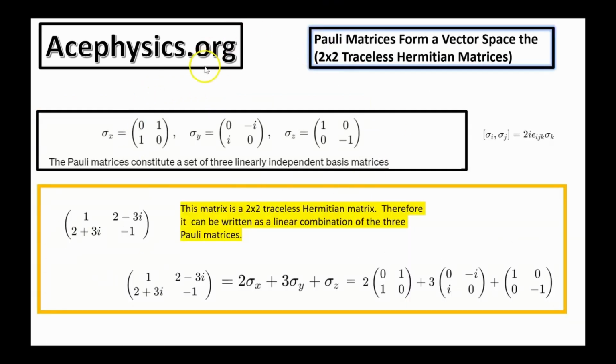These are the three Pauli matrices, and they form a vector space of 2 by 2 traceless Hermitian matrices. This vector space has a name. It's actually called a Lie algebra. Any 2 by 2 traceless Hermitian matrix can be broken up into a linear combination of the basis matrices. Here's an example of this. Here's a traceless 2 by 2 Hermitian matrix, and as you can see, this matrix can be decomposed into 2 times sigma x plus 3 times sigma y plus sigma z.